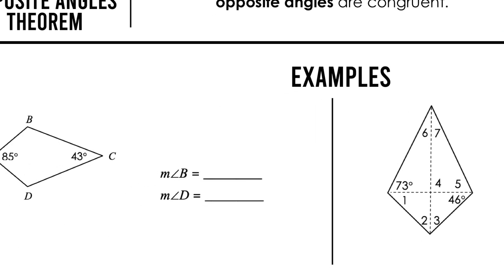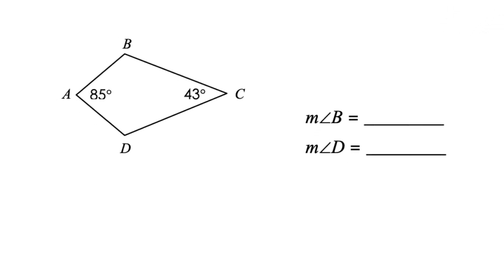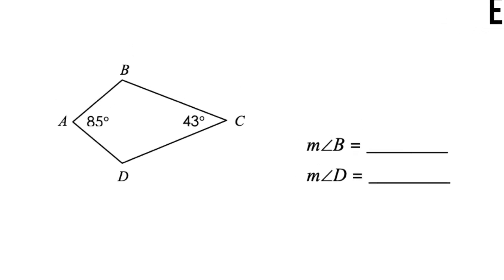All right, so let's look at some examples. So it says find the measurement of B and D. Okay? So hopefully we all know all quadrilaterals add to how many degrees? 360, right? Now, we know that opposite angles, we have 1 pair of opposite angles that are congruent. And right now, 85 and 43 are not the same. So that means that B and D must be the same.